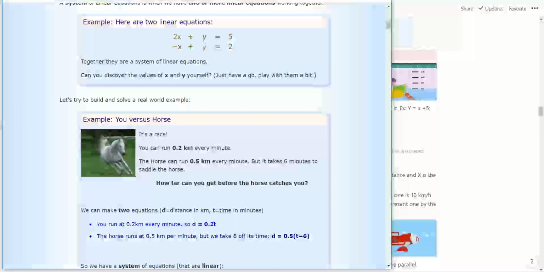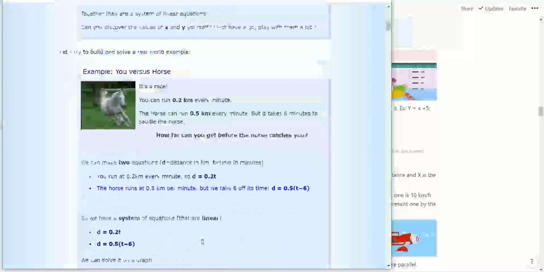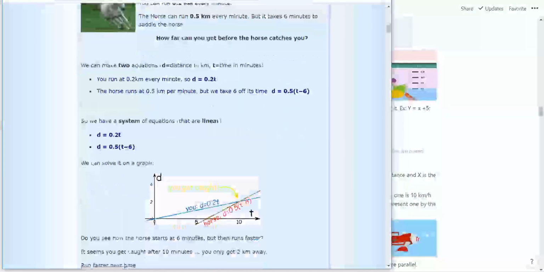So you run 0.2 kilometers every minute, so d equals 0.2t, right? How much have they traveled, how far? That's the distance. And also 0.5, but we take off 6 of its time.